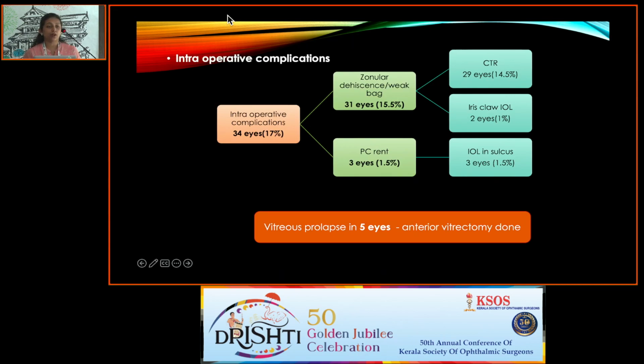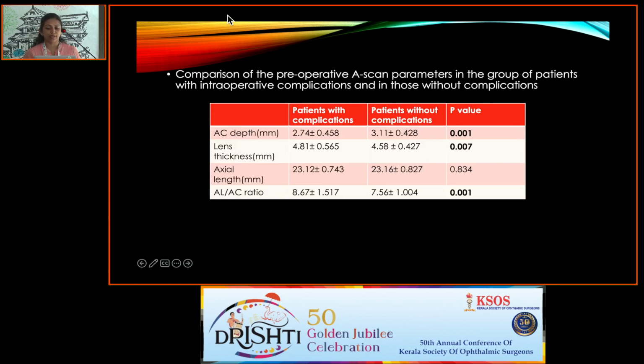Intraoperative complications were noted in 34 eyes, among which zonular dehiscence or weak bag were present in 31 eyes, which was managed with a CTR in 29 eyes and iris hooks in 2 eyes. PC rent was observed in 3 eyes. Vitreous prolapse was noted in 5 eyes, in which anterior vitrectomy was done.